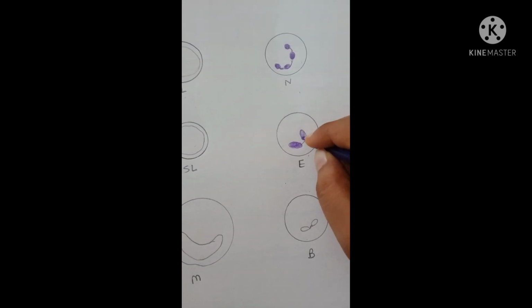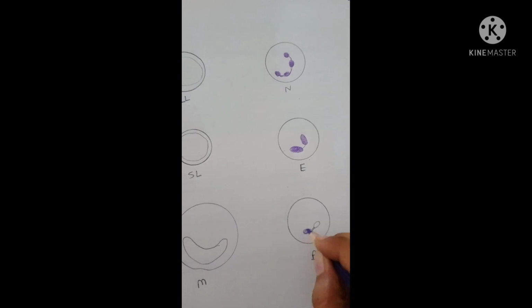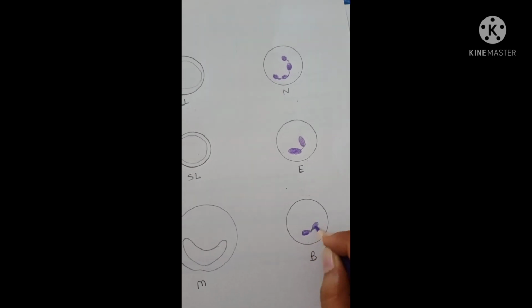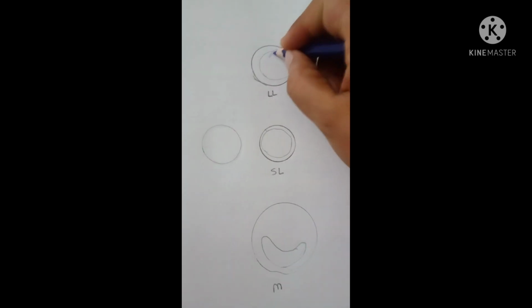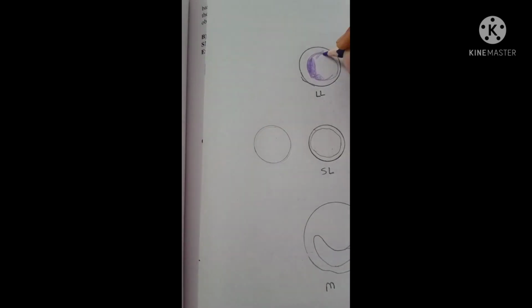So the nucleus of each white blood cell is violet or purple in color, because nucleus contains the RNAs and the DNAs. So you can see the nucleus of each white blood cell you have to color with the violet color or the purple color.